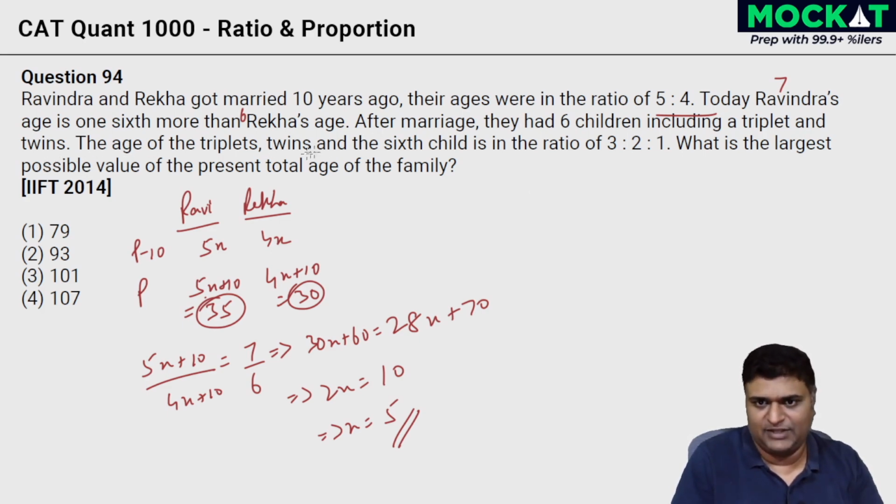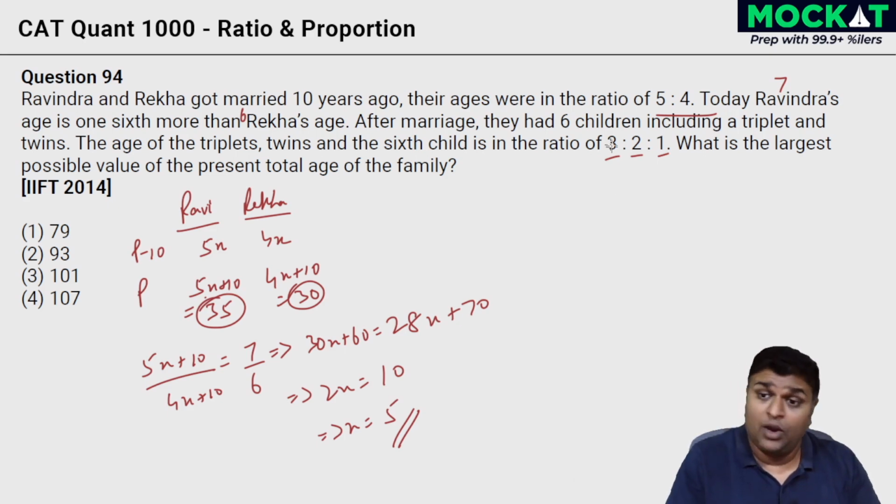The age of the triplets, twins, and the 6th child is in the ratio 3:2:1. What is the largest possible value of the present total age of the family? So if I have to add up all the ages of all the members of the family, and it has to be the maximum possible, I know Ravi and Rekha are fixed at 35, 30. I have to maximize the ages of these children over here, 3:2:1, for the triplets, twins, and 6th child. So the total of 6 children over here with these ages.